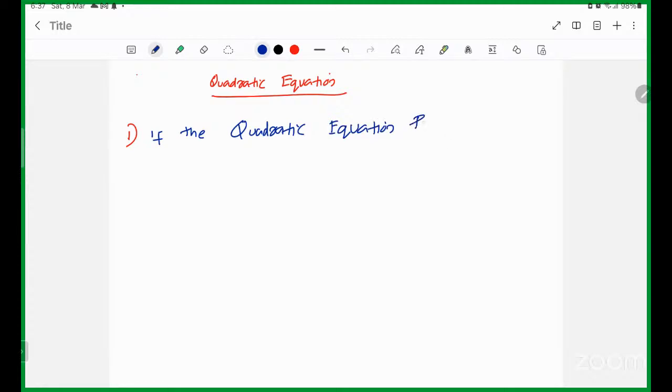If the quadratic equation px square minus 2 root 5 px plus 15 equal to 0 has two real roots, then find the value of p.